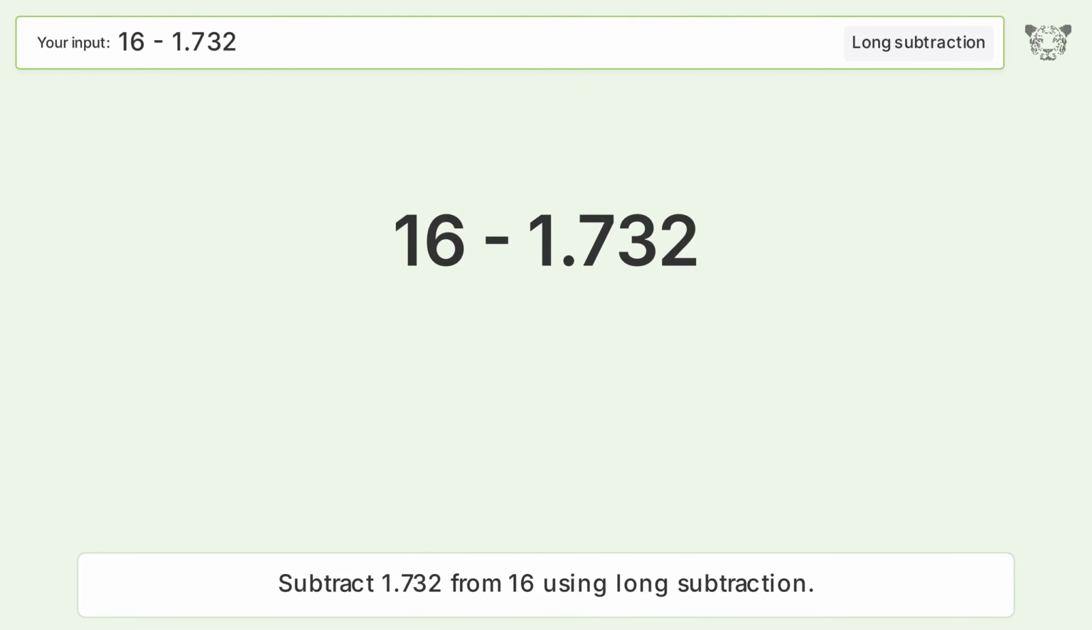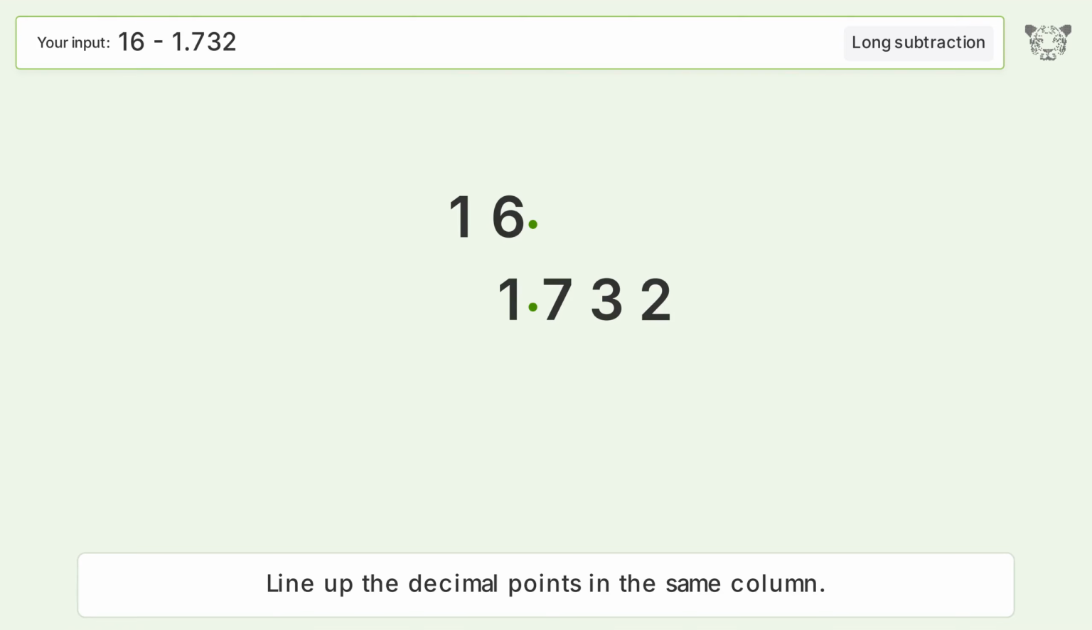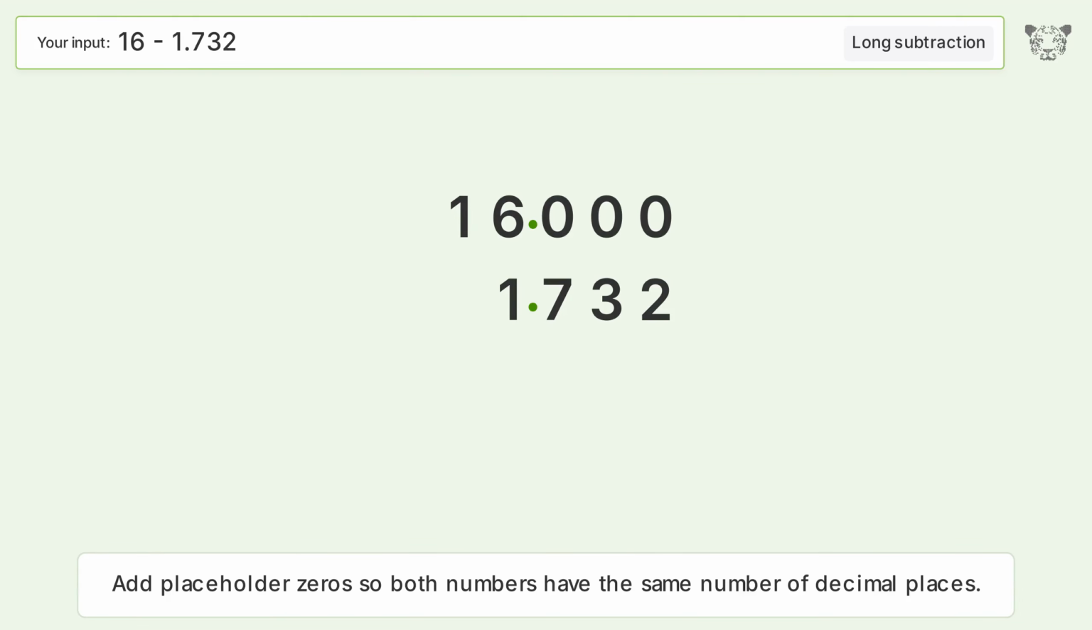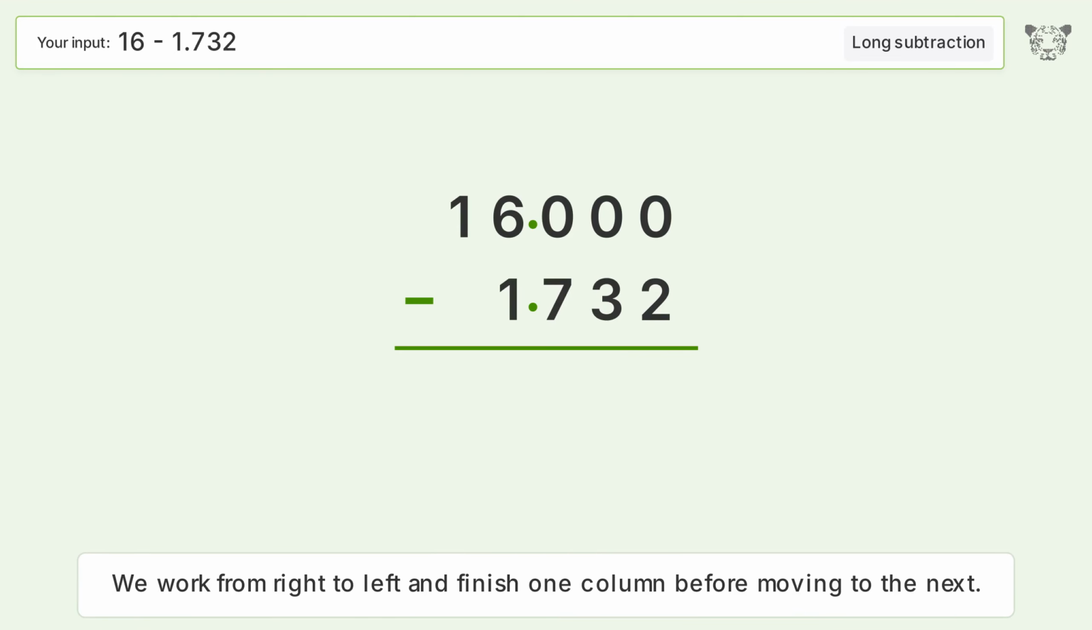Subtract 1.732 from 16 using long subtraction. Line up the decimal points in the same column. Add placeholder zeros so both numbers have the same number of decimal places. We work from right to left and finish one column before moving to the next.